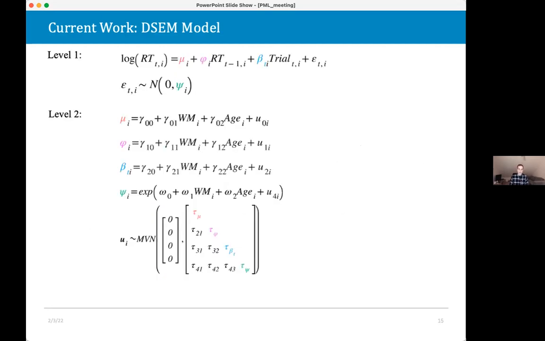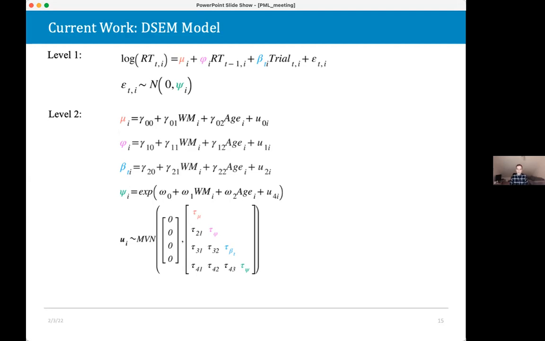So that's diagrammatically, this is just the equation form of it. We're going to take the log as is canonical with reaction time data, but we're modeling it as a function of the intercept, mu, the autoregressive effect phi, the trend beta t, and then the residual, which is normally distributed with a variance of psi. And then we'll predict in the conditional model each of those components with our white matter and age covariates.